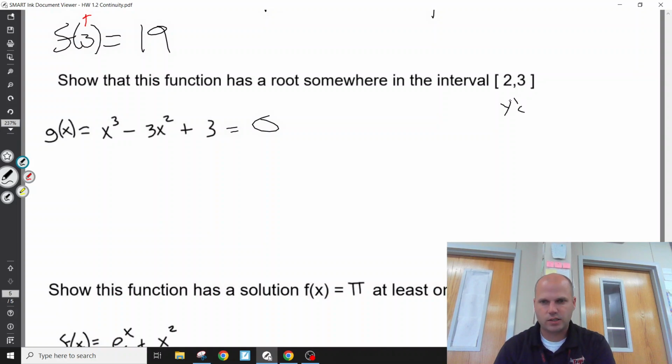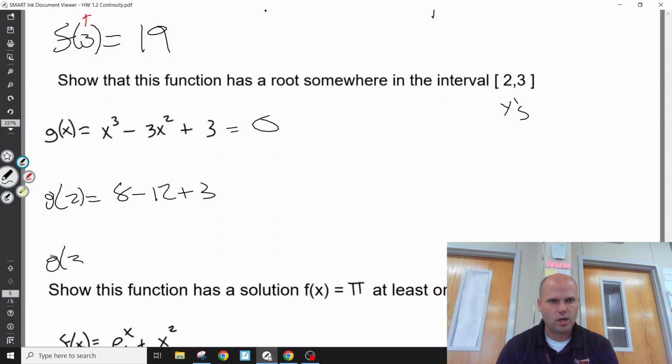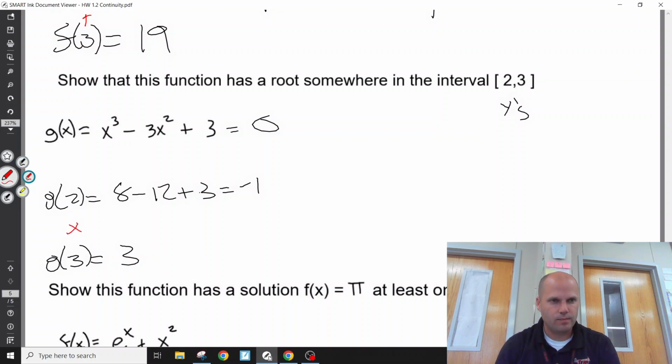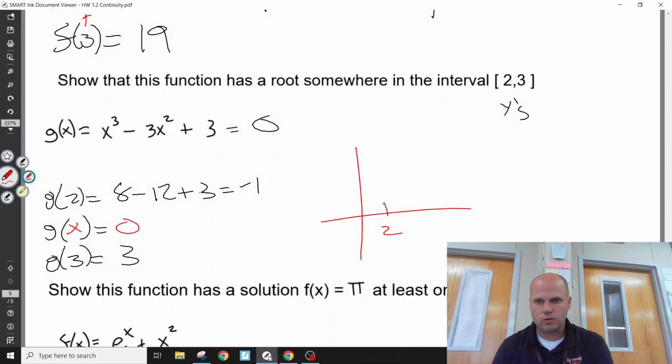Sure, these are x's. If I plugged in 2, 8 minus 12 plus 3, this is -4 plus 3 is -1. If I plugged in 3, 27 minus 27 plus 3 is 3. Boom. There's got to be an x between 2 and 3 such that plugging x into my function gives me a y value 0. Somewhere between 2 and 3. Since I go from -1 to 3, I'll have to cross through 0.